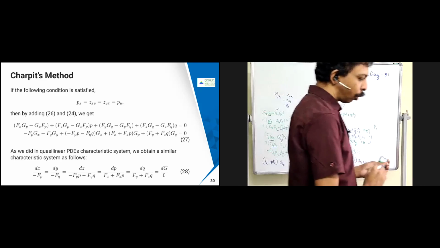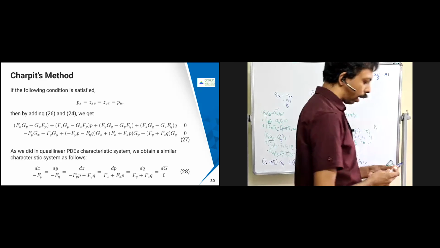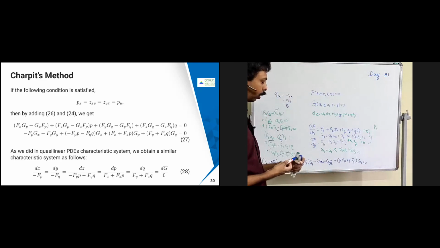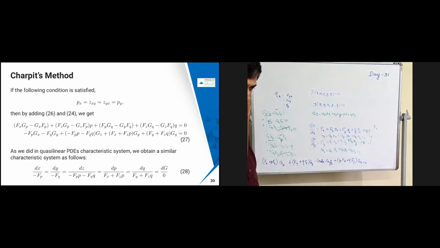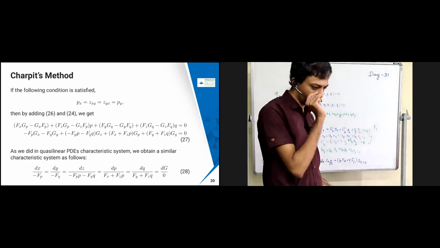Okay. Now what I am going to do, as we did in the quasi-linear PDE, is find the similar characteristic system for this one. This is going to be GP, GQ, etc. It is something similar to what we did in the quasi-linear PDE.